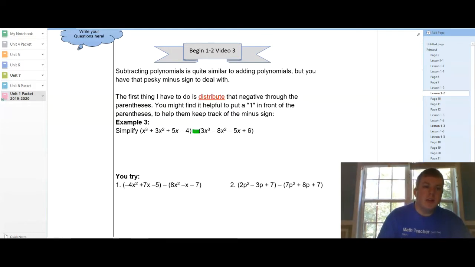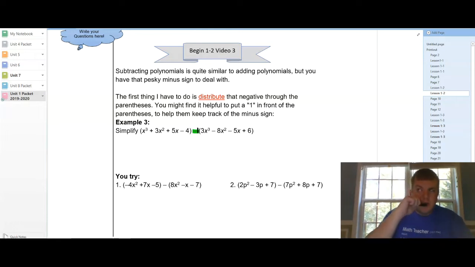What some people do to help them remember that they're really multiplying everything in the parentheses times a negative 1 is they stick a little 1 right there in front of the parentheses. Whether you do that or not, it's up to you. It just helps some people visualize what they're actually doing in this process.